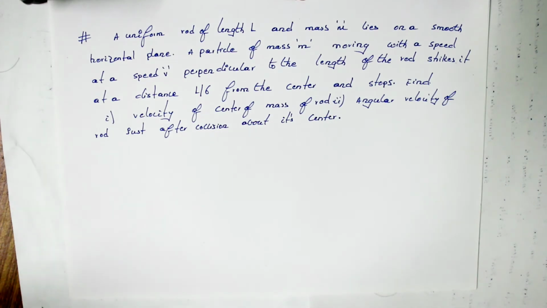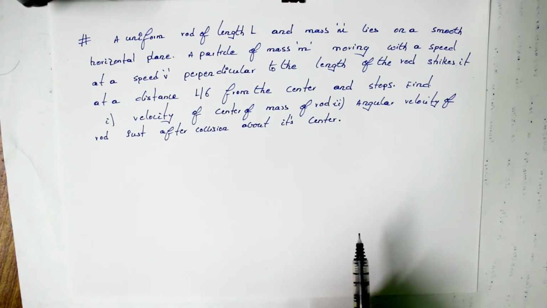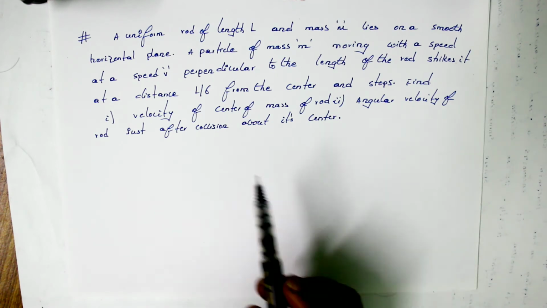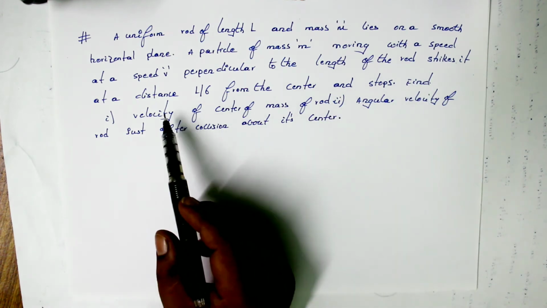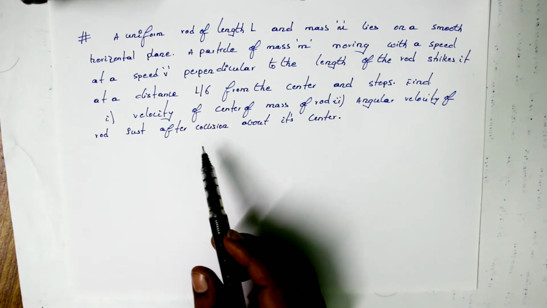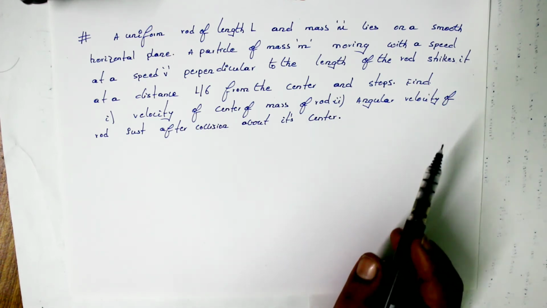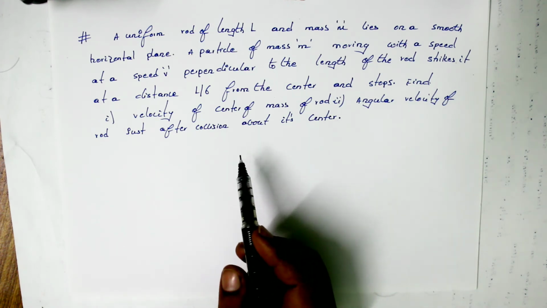Dear students, now let us see this question. A uniform rod of length L and mass m lies on a smooth horizontal plane. A particle of mass m, moving at a speed v perpendicular to the length of the rod, strikes it at a distance of L by 6 from the center and stops. Then find the velocity of center of mass of the rod, and second, the angular velocity of the rod just after collision about its center.